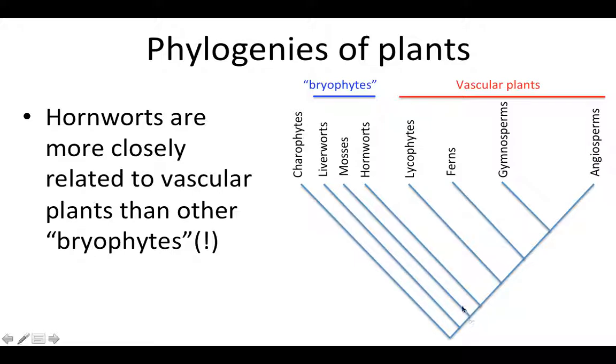So the mosses are more closely related to everything in this direction, the hornworts and all of these vascular plants, than the mosses are to the liverworts, because to get to the liverworts we have to go back in time. To get to all of these other lineages, we can do it getting closer to the tips.